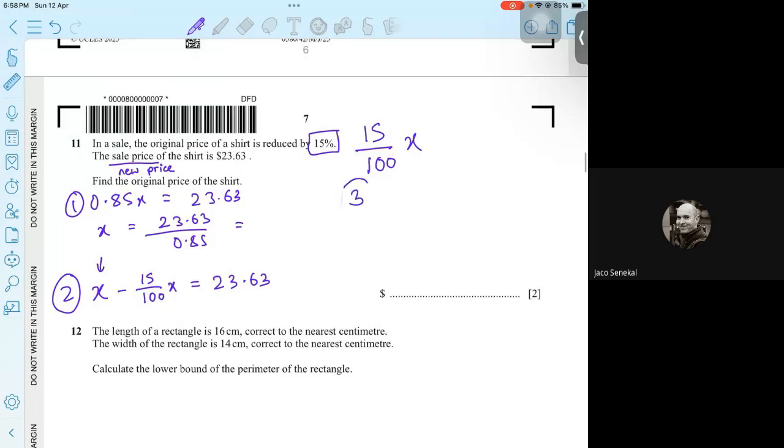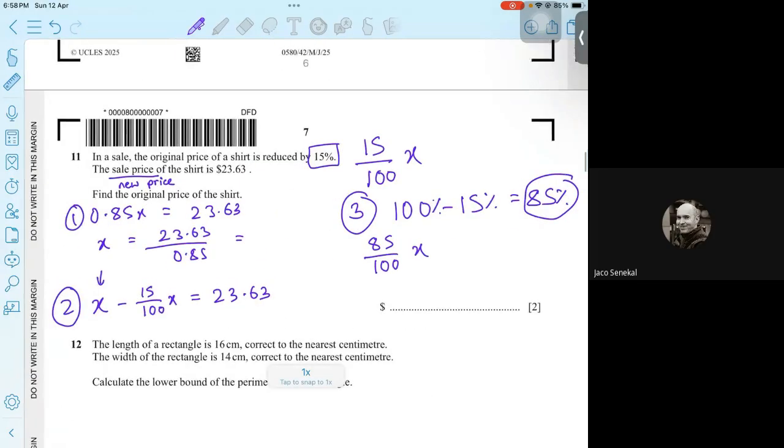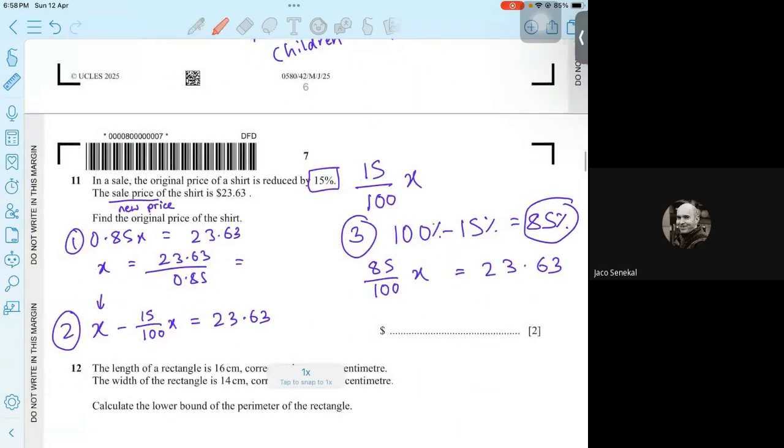The third formula is 100 minus 15. Let's say 100% minus 15% is equal to 85%. So the way we write 85% is basically 85 over 100 into x, right? Because 85% of x. So 85% of x is the same thing as 23.63. Now, you might be able to tell that all three of these, they're the exact same thing, okay? A lot of you prefer a certain way, just stick to that way.